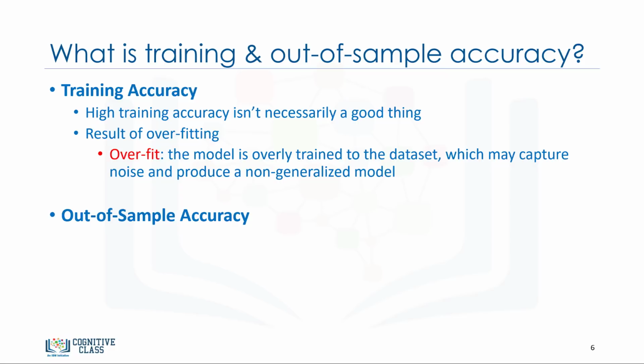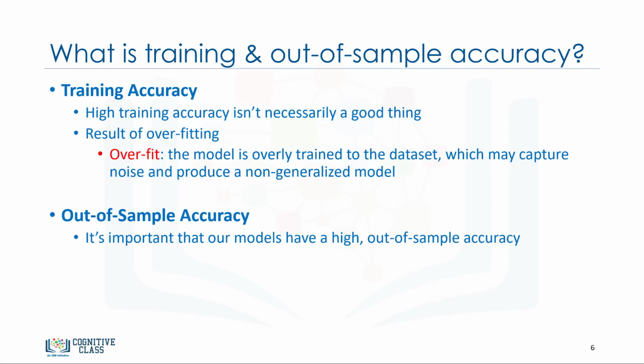Out-of-sample accuracy is the percentage of correct predictions that the model makes on data that the model has not been trained on. Doing a train and test on the same dataset will most likely have low out-of-sample accuracy due to the likelihood of being overfit. It's important that our models have high out-of-sample accuracy because the purpose of our model is, of course, to make correct predictions on unknown data.